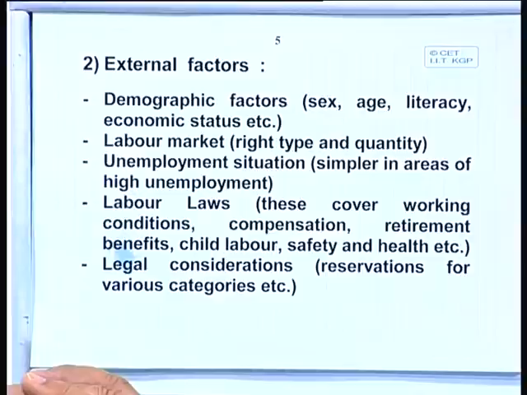Then labor laws, these cover working conditions, compensation, etc. There are requirements about local labor being taken, requirements about first giving your requirement to the employment exchange. You cannot just advertise for certain categories of job. And the employment exchange then will, from amongst those who have registered with them, send you the people, and then you look at the people. So, the initiative will not be yours. So, those were some of the factors which affect the recruitment.